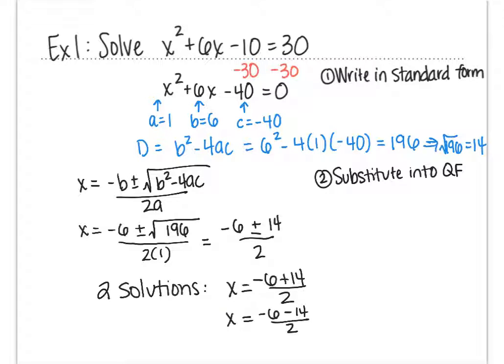Our first solution, negative 6 plus 14 over 2, we get 8 in the numerator, 2 in the denominator, so our solution is 4. And for our second solution, we get negative 20 in the numerator, divided by 2 in the denominator, we get negative 10. So our solution set here is 4 and negative 10.